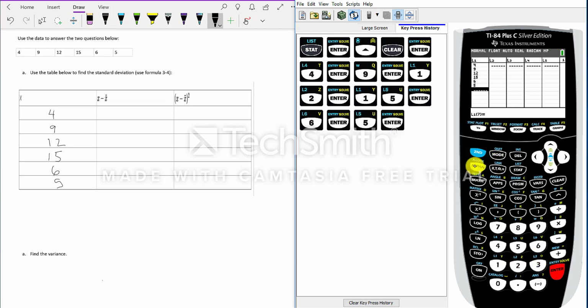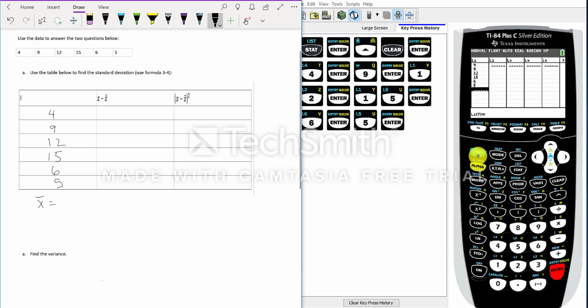Once you do that, we want to find the x minus the x bar. But in order to do that, we need to find the mean of the data. To find the mean, we add all of the x values and divide by the number of values in the list. So x bar is equal to the sum of these divided by the number of values.